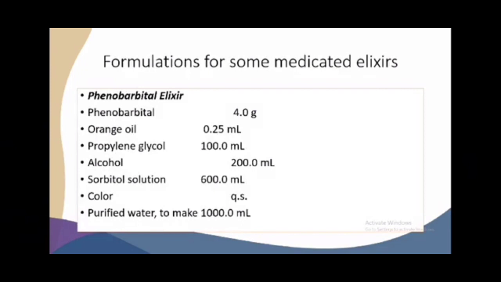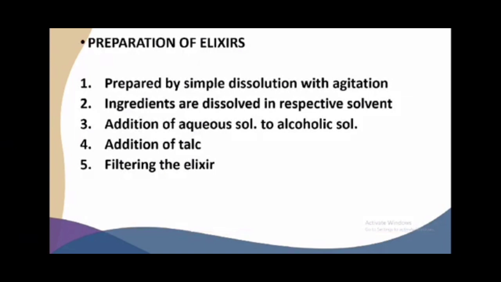So this is the formulation for some medicated elixirs, specifically the phenobarbital elixir, which is an antihistamine elixir. It is composed of phenobarbital, orange oil, propylene glycol, alcohol, sorbitol solution, color, and purified water to make 1000 ml of this. So we are now going to discuss the method of preparation of the elixirs.